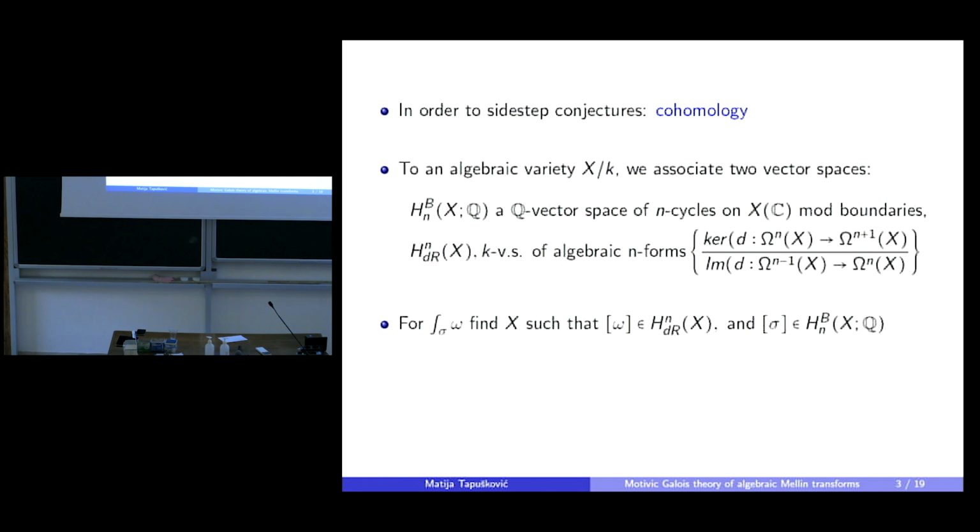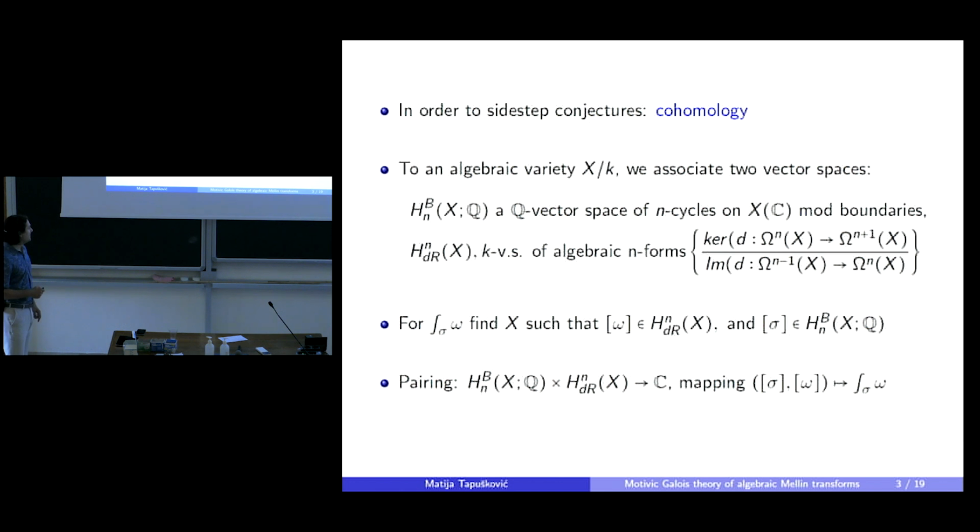And what we're going to do, for an integral we started with, is find an X such that the differential form in the integral generates a class in the algebraic de Rham cohomology of X. This is our H_dR here, and sigma generates a class in the Betti homology of X. So these two vector spaces have a perfect pairing given by the algebraic de Rham theorem, and this simply maps a class of sigma and a class of omega to the integral of omega over sigma.